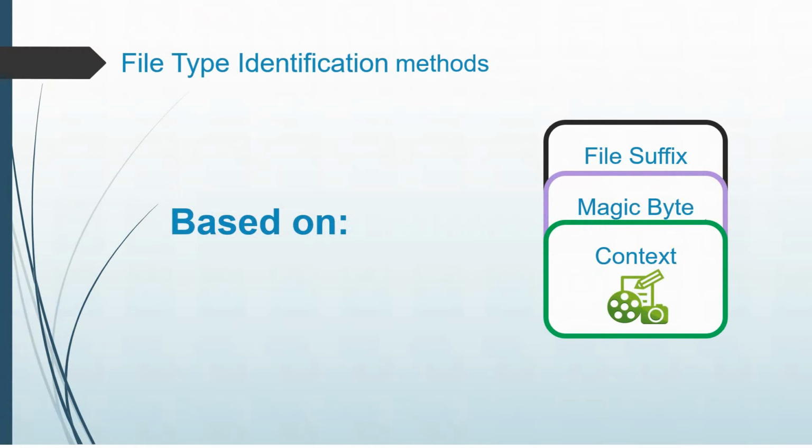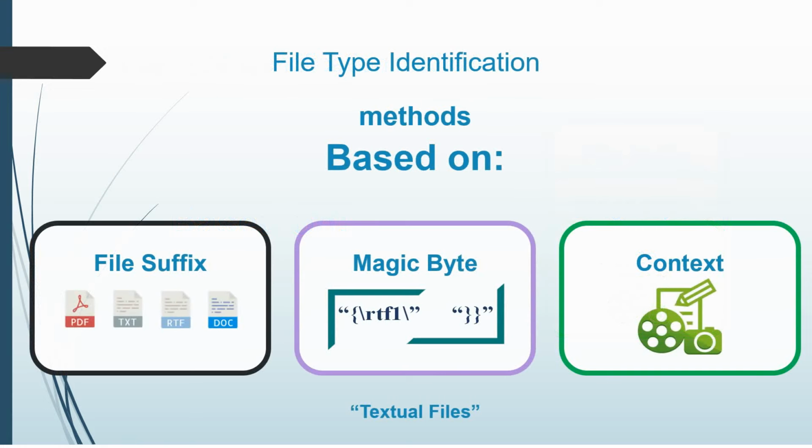File identification methods can be divided into three categories: identification based on file suffix, based on magic bytes, and file identification based on contents or context. File suffix is the most basic method. It is possible to effortlessly change the file extension manually, so this method is not very effective.